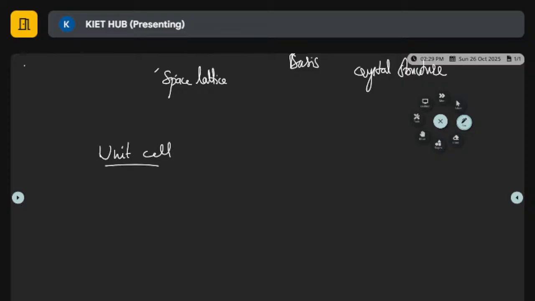Okay, every crystal has got a unit cell. The unit cells of all the crystals will be the same? Don't know. We have to define it. Yes or no? So how to define a unit cell of a crystal?